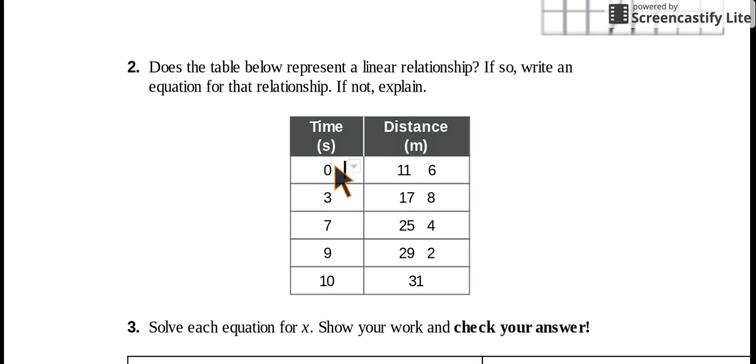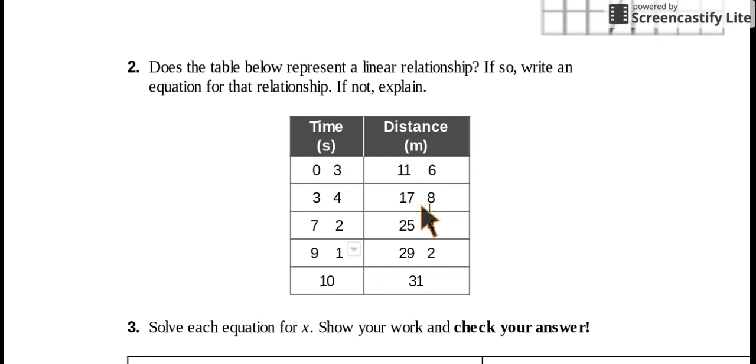So we're going to go from 0 to 3 seconds, that's a change of 3. In order to change from 3 to 7, that's a change of 4. To go from 7 to 9, that's a change of 2. And to go from 9 to 10, that's just a change of 1. So that means in 1 second, it changes by 2 meters. In 2 seconds, it changes by 4 meters. In 4 seconds, it changes by 8 meters. And in 3 seconds, it changes by 6 meters.